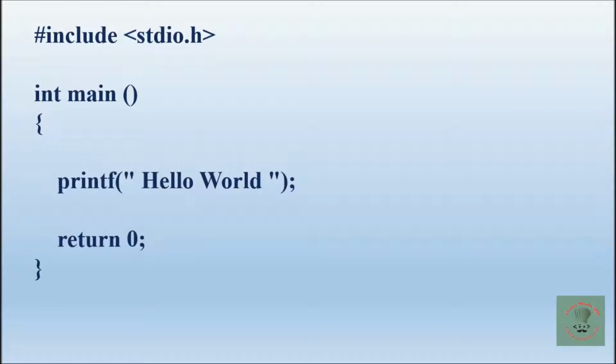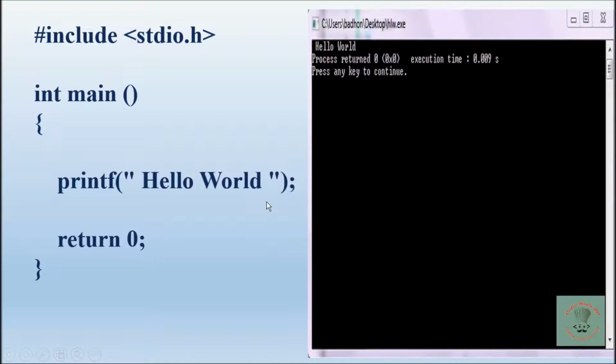Here is our program. We want to print, or want to see the output, hello world. When we run it with a compiler, we can see the result. Here is our output, hello world.